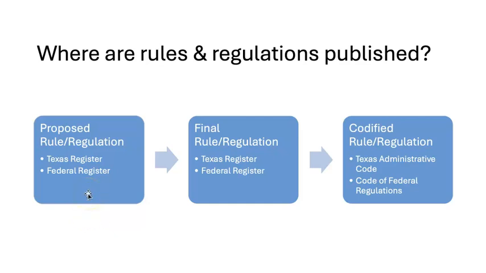Similarly for Texas, right, we have our proposed rule or regulation published in the Texas Register. Then it is published again in the final rule. The final rule or regulation is published in the Texas Register. Now note, there may be changes, right, between the proposed rule and the final rule. So these two versions may look different. And then again, our last stage, we've got our codified rule or regulation that in Texas is published within the Texas Administrative Code.